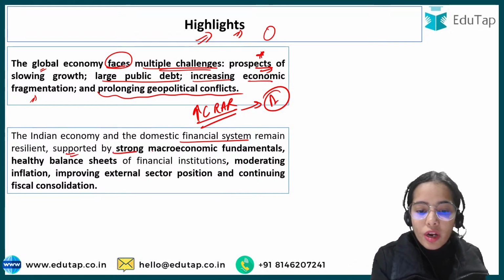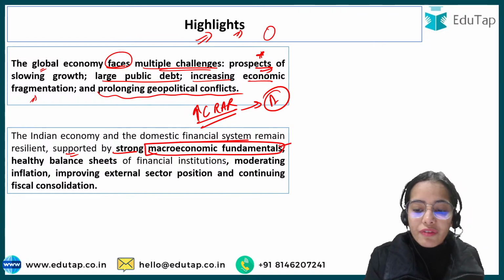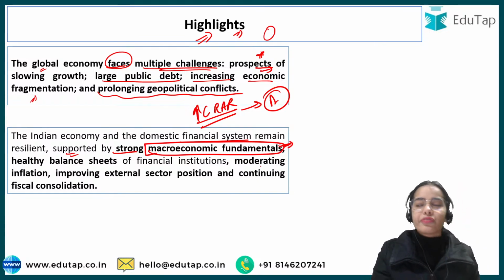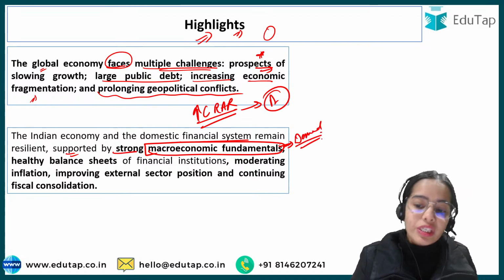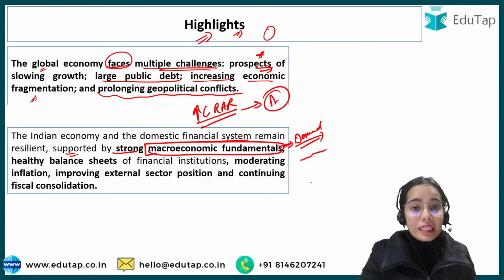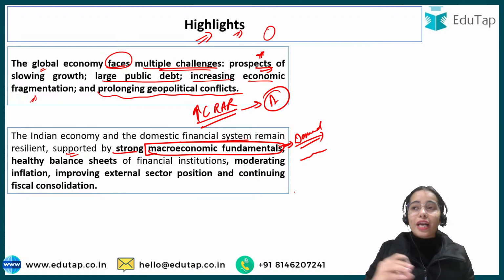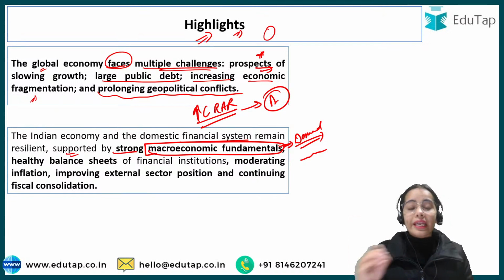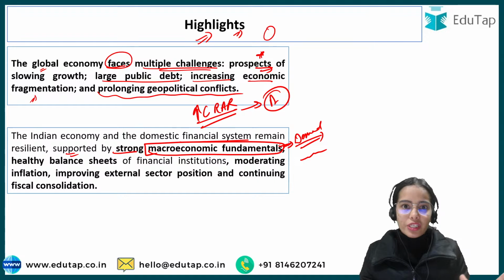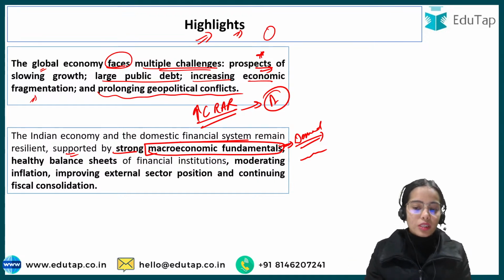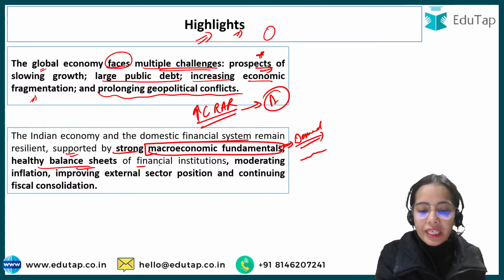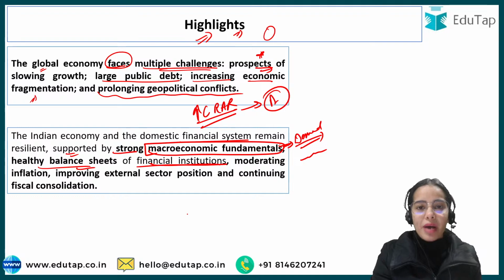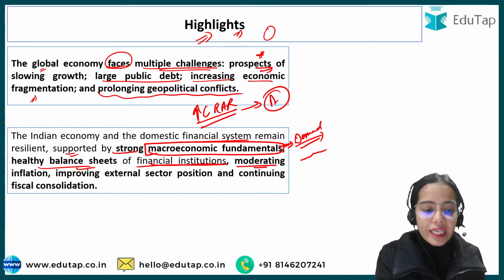Supported by strong macroeconomic fundamentals. We had very strong macroeconomic fundamentals. We have such a huge country that even in the worst of times our demand was resilient. It was not falling much, and due to that the production was not affected to the greatest extent. It was affected during the lockdown, but before that and after that, it remained good. Healthy balance sheets have been maintained by the financial institutions, the banks and the NBFCs.